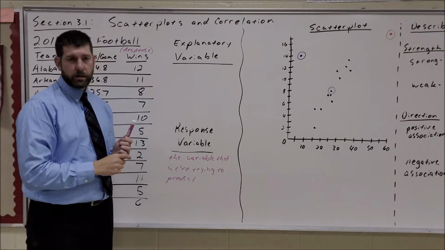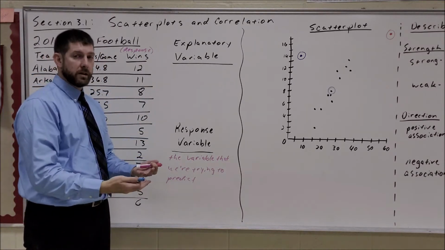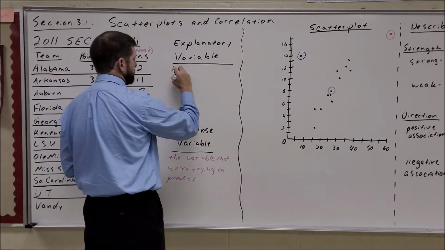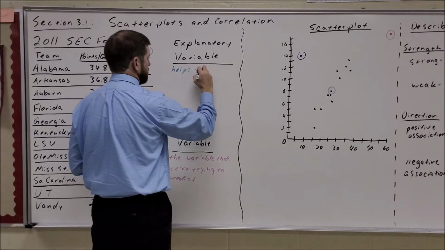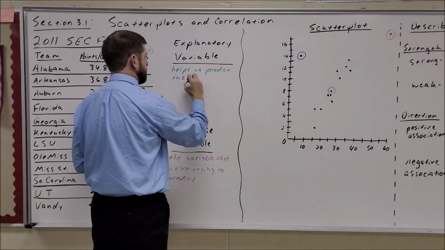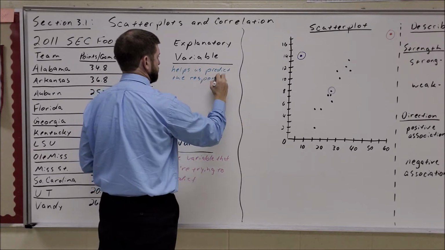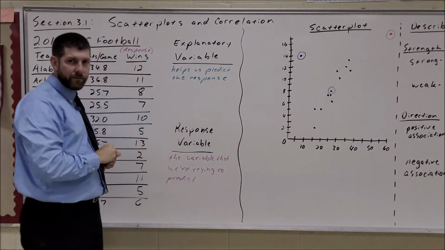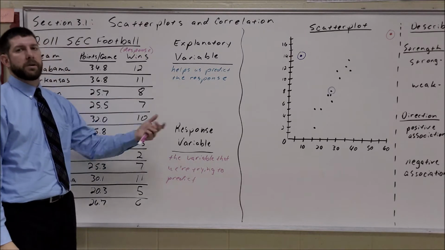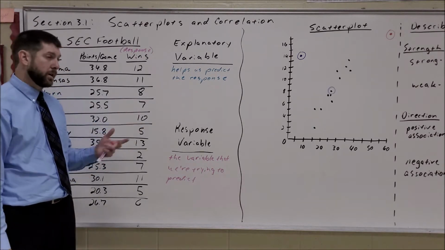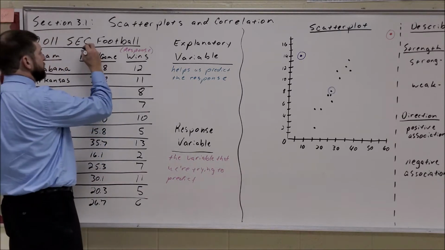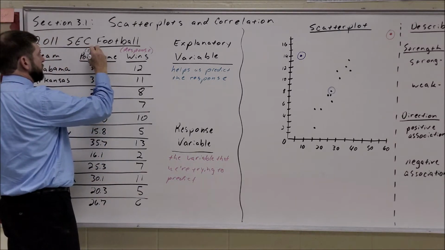All right, now our explanatory variable is going to be the variable that helps us predict. Okay? So this helps us predict the response. So if I know how many points per game a team scored, can I predict how many games they won, how many teams did they beat? So for us, the points per game would be our explanatory variable.